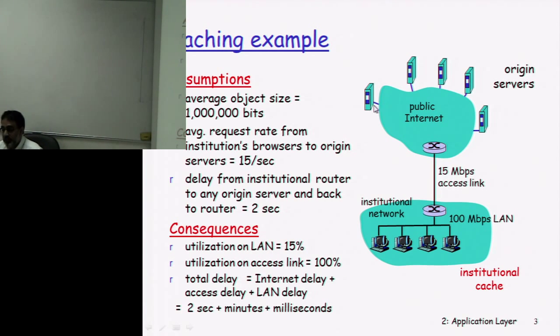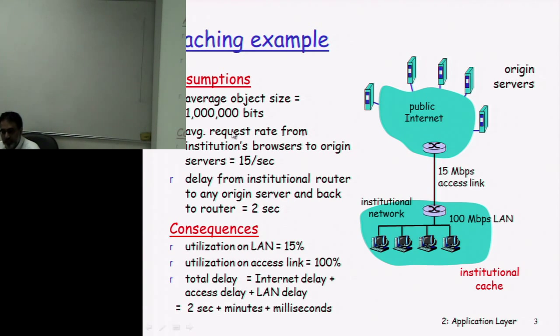And this is the public internet, on which we have many servers, and our client will definitely send a request to one of these origin servers. So the assumption on this topology, on this setup, is that the average object size is 100,000 bits, which needs to be requested from the origin server.